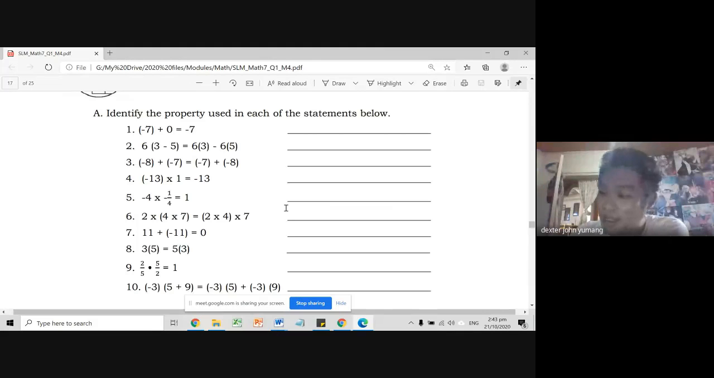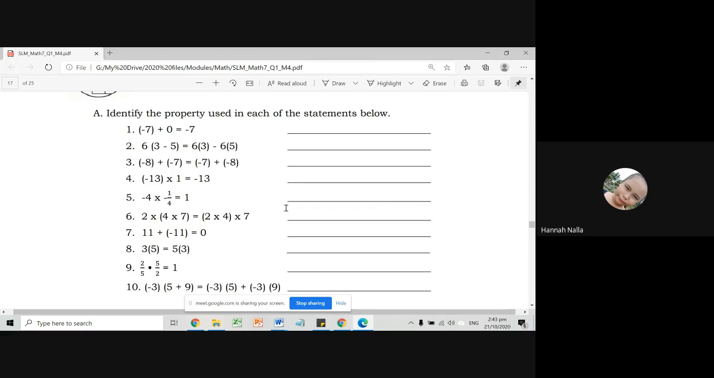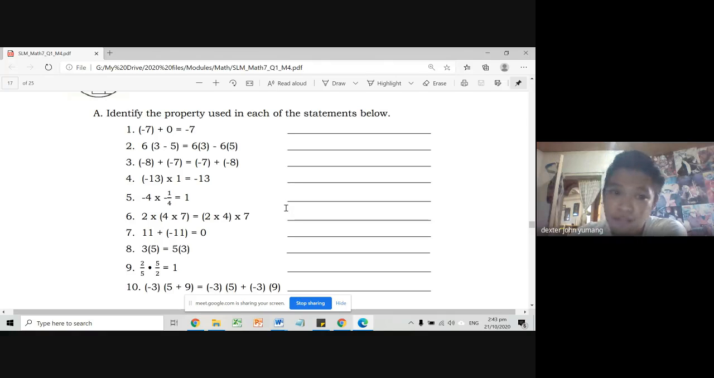So in number 1, ano po ang tawag dyan kapag nag-add ka ng 0? Additive. Additive inverse, that is correct. Or pwedeng inverse property lang. Pwedeng additive inverse, pwedeng inverse property lang. It's still the same. They are correct.